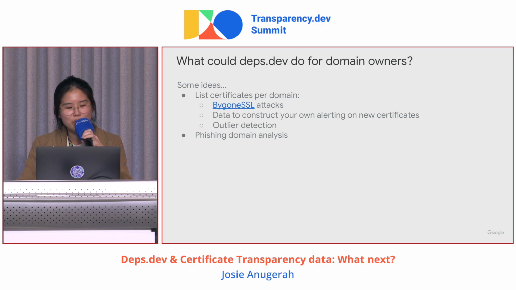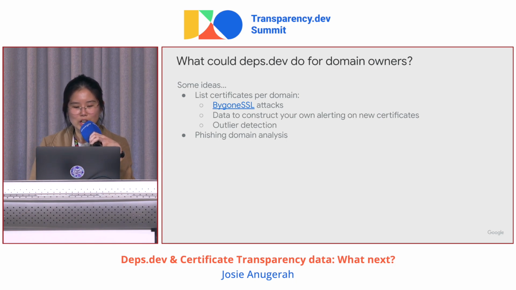Deps.dev could be another service that lists certificates per domain, maybe through our free API. This could be helpful at the point when registering a domain to check that the SSL certificate hasn't outlived the domain expiry, which might help to prevent bygone SSL attacks. It's also the data that domain owners would need to construct alerting for certificates, mainly to detect certificates issued without their knowledge. We could also implement some kind of outlier detection through time series analysis.